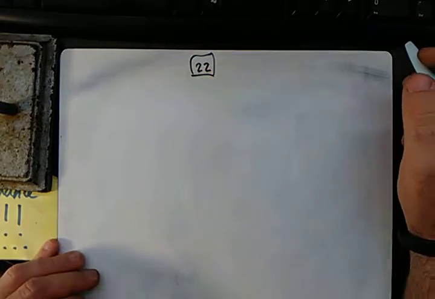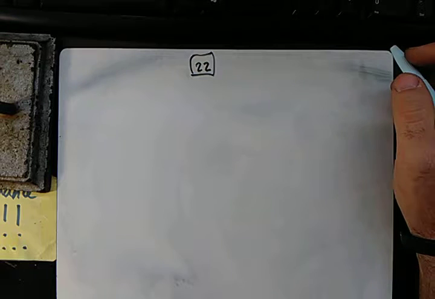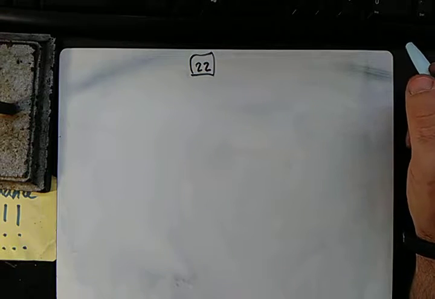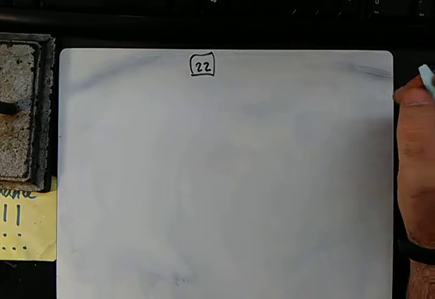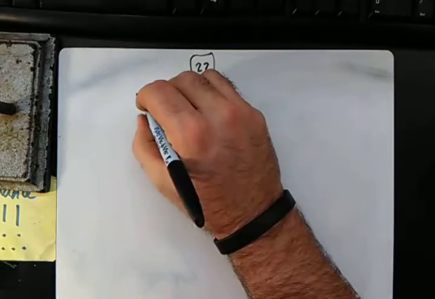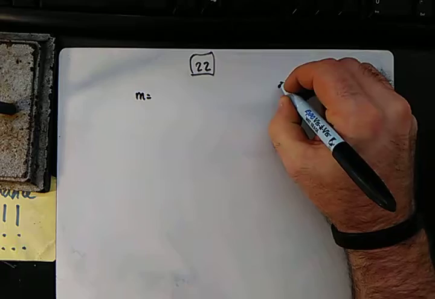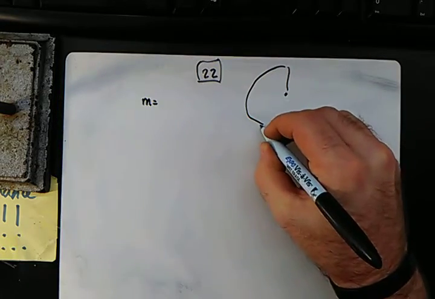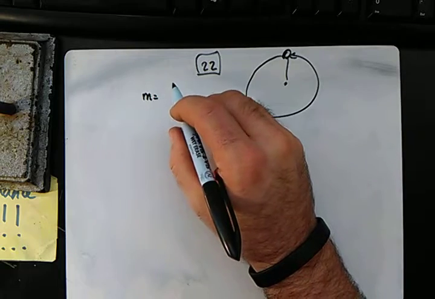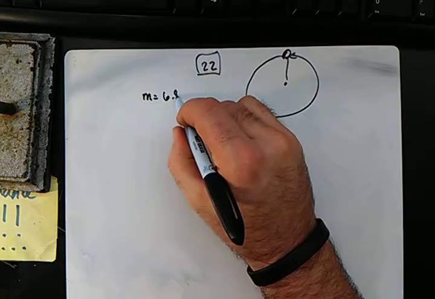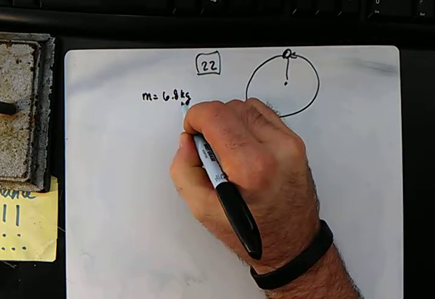We're going to look at, in the homework, number 22 now. We're getting into some of this dynamics of uniform circular motion where we're given a mass. So again, looking at objects that are swung around in a circle. We're given a mass of 6.8 kilograms.